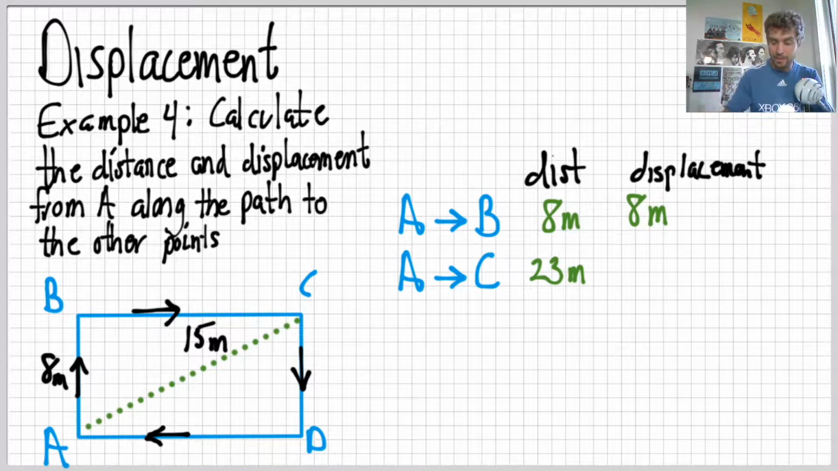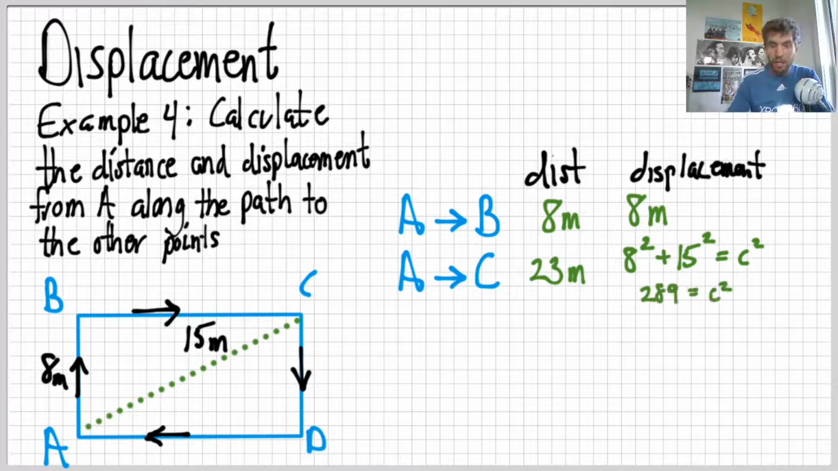So from A to C, we have to use Pythagoras. We need to find that hypotenuse distance. So 8 squared plus 15 squared equals C squared. 8 squared is 64, and 15 squared is 225. So we add those together, that's 289. We're going to take the square root of both sides, and C equals 17. So the displacement from A to C is 17.